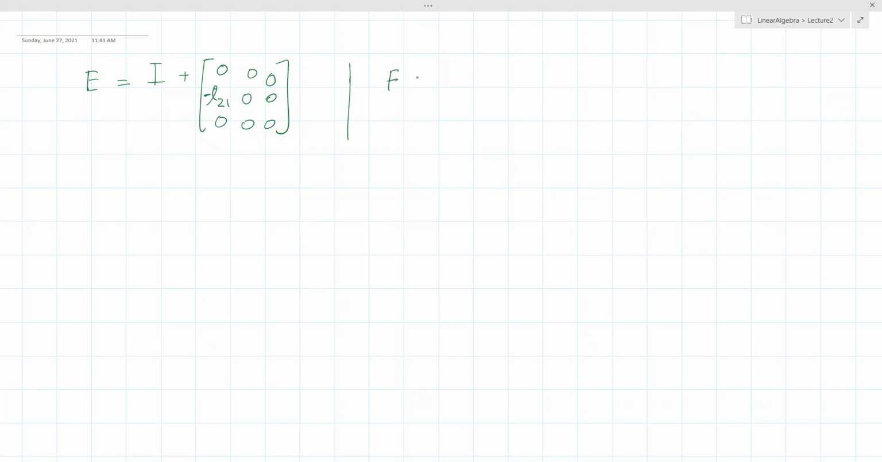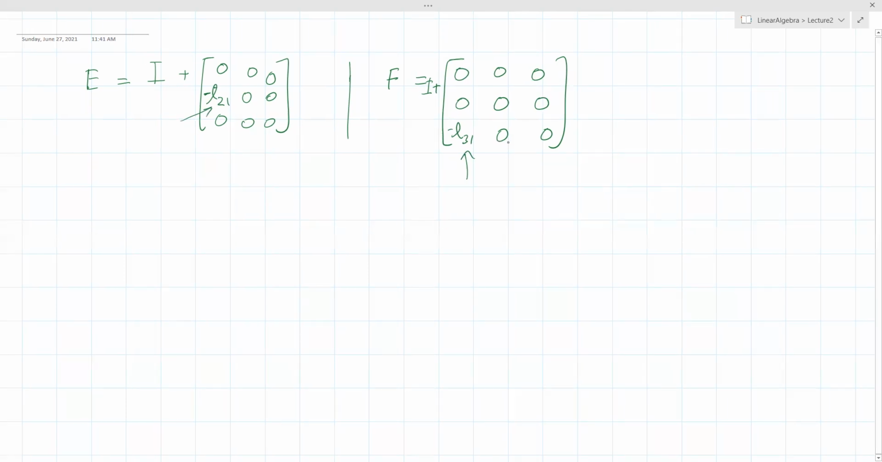So let us look at F. What does F look like? I plus zeros, and minus L31, 1, 0, 0. Is that all right? So irrespective of where the location of this is, it is going to be somewhere other than where the location of that was. Irrespective of wherever it is, it is definitely going to be away from this point. It will not be this point.